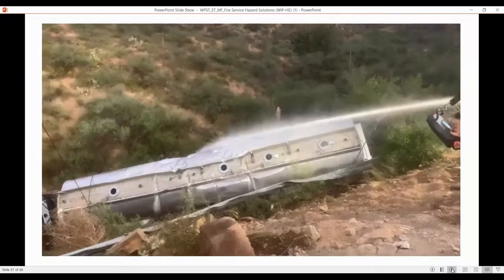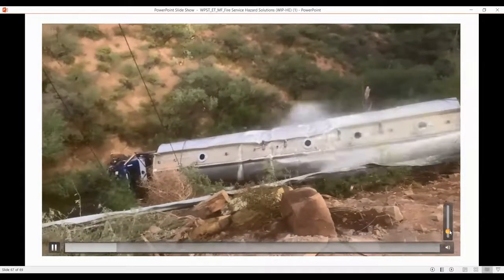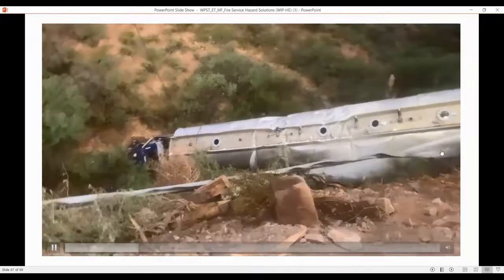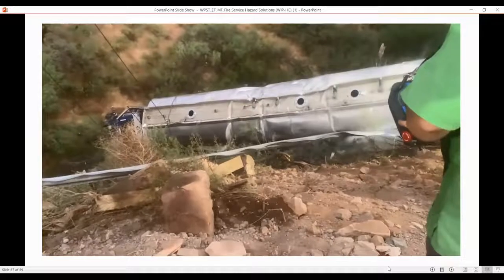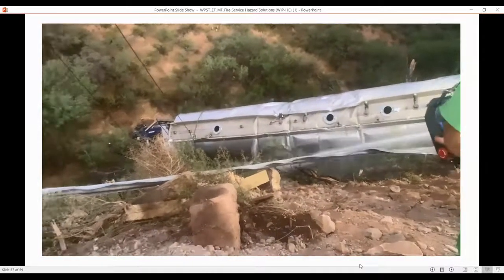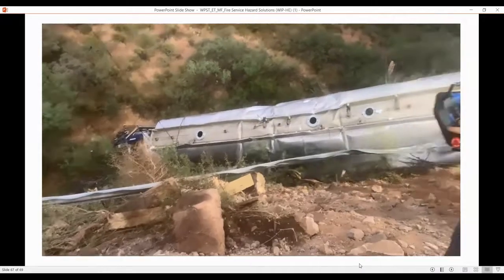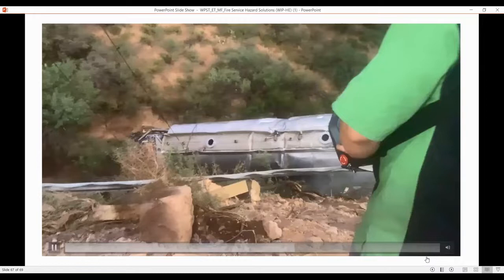So they're actually lifting the truck back to the highway now. Again, continuing to spray a solution of F500 onto the tank and the surrounding areas, just keeping those vapors down to make sure they didn't have an explosion from the flammable vapors that could have come off the tank.